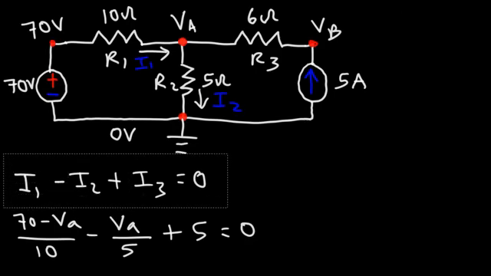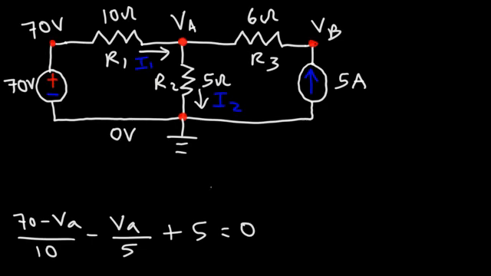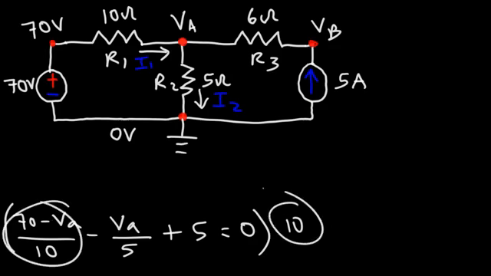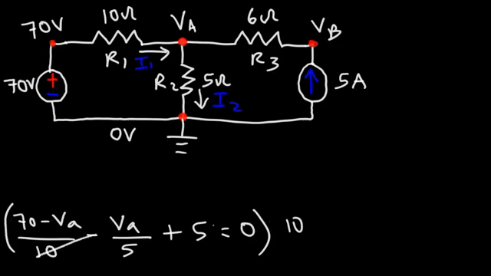So the first thing that we're going to do is get rid of the fractions. The highest denominator is 10. And I'm going to multiply both sides by 10 because 10 and 5 can go into 10. So this fraction times 10, the 10s will cancel, giving us 70 minus VA.